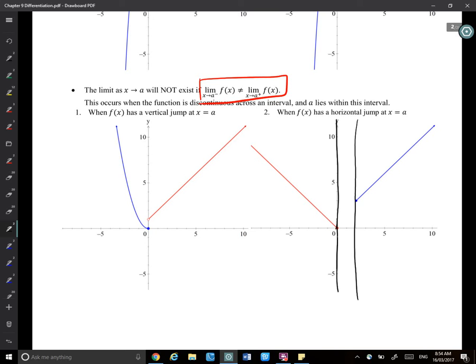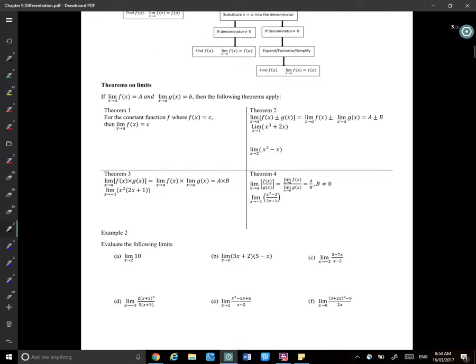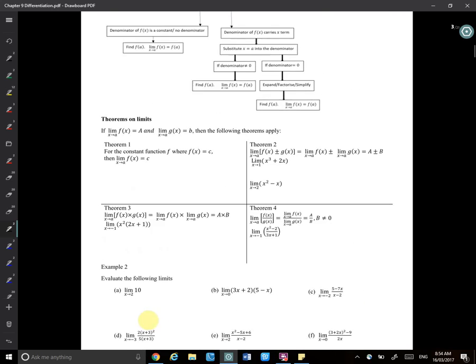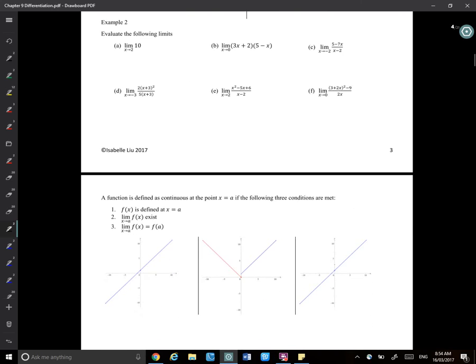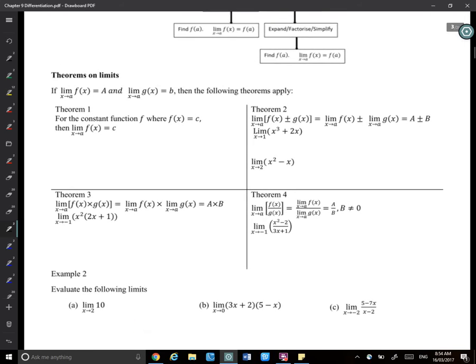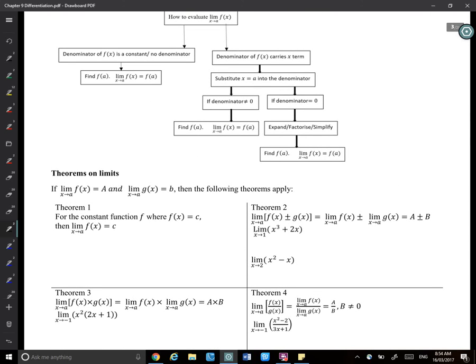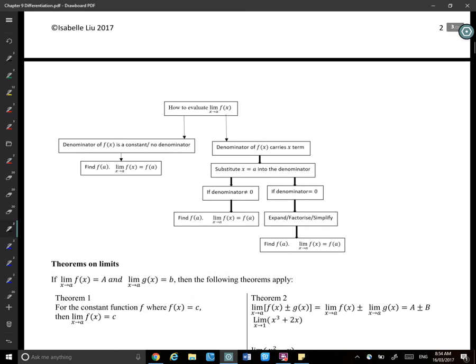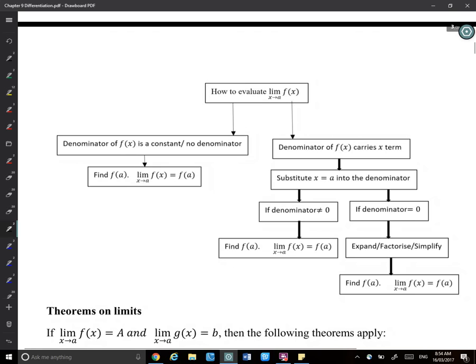Any questions so far? No? Okay, the next thing is how we can evaluate the limit as x approaches a. I will say follow this chart. So how to evaluate the limit as x approaches a of f(x)?